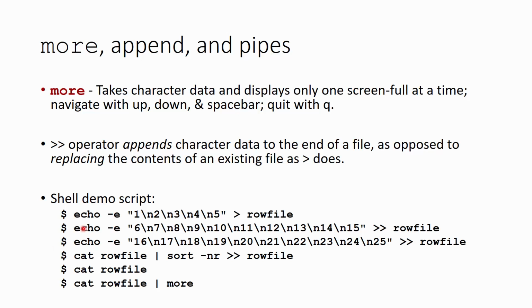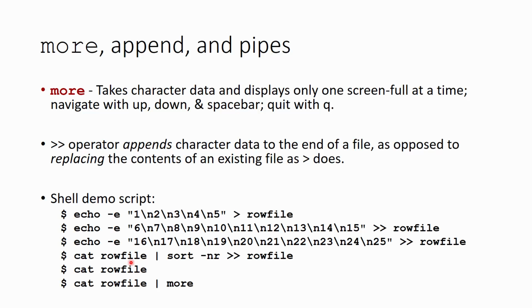All right, so a little example here. Here we have a shell demo script where I am echoing a line that has multiple new lines in place to a file, and then I'm going to append a lot more numbers, each separated by new lines, to the same file, and here is that little append operator. Then I'm going to do it again with even more, again appending them all.